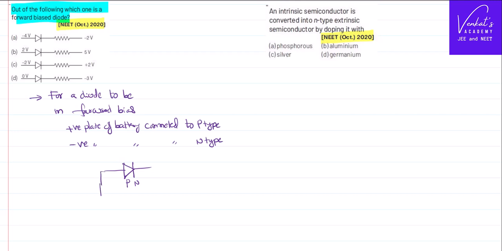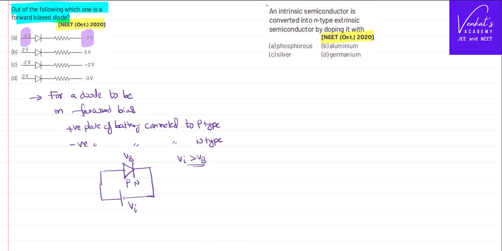So if we connect it in this way, like this is positive and n-type is negative, this diode is in forward bias, where the V input must be greater than the V barrier potential so that the current flows in forward bias. In the other sense, there shall be a higher voltage at the p-type than the n-type. But look at the options that are available to you. This is minus 2 volts, this is minus 4 volts.